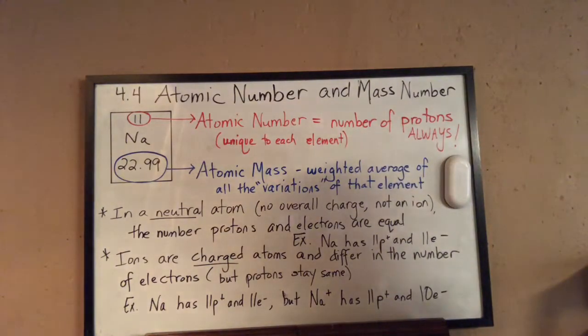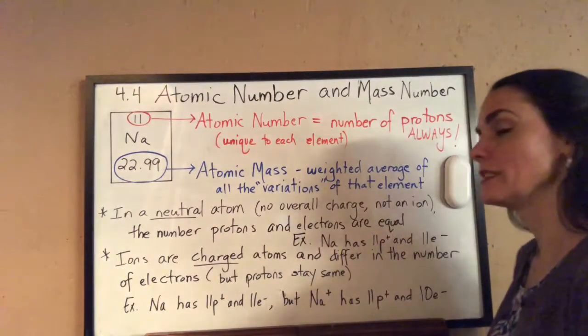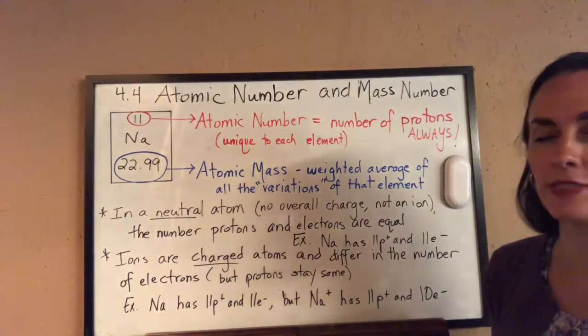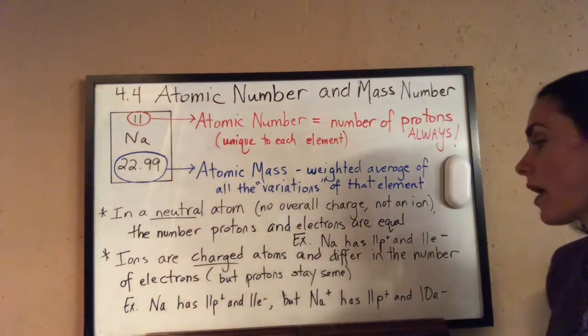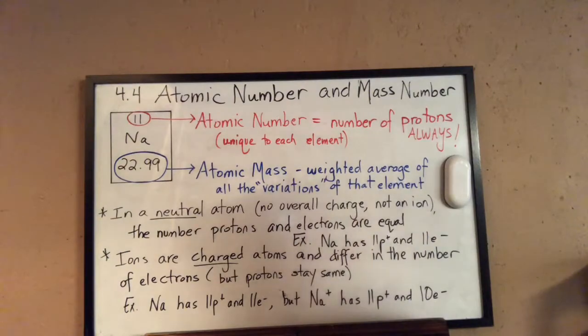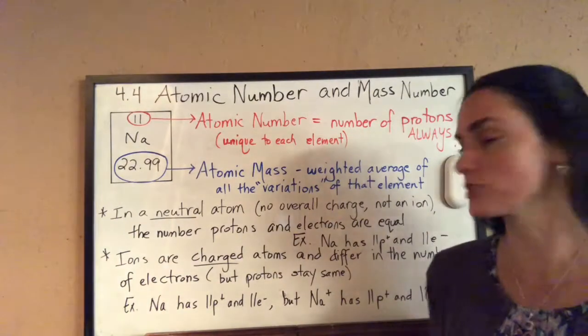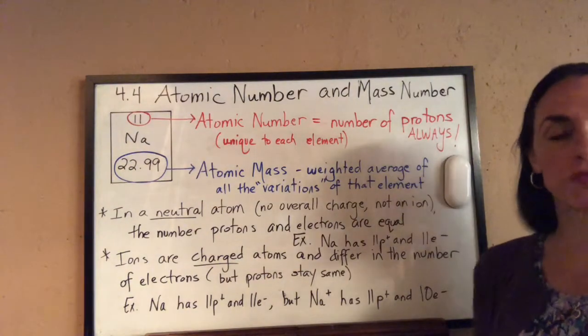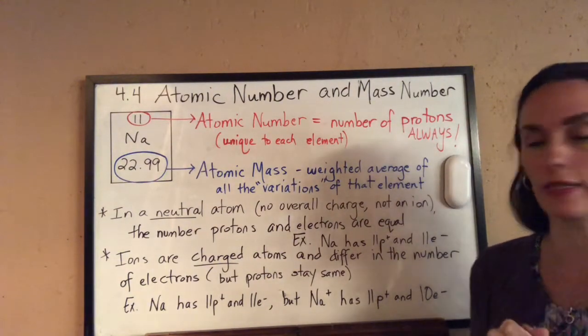Now, an ion is a charged atom. It can either be positively charged or negatively charged, and we will be talking about ions in this class in more detail. Ions differ in the number of electrons because they either lose or gain electrons to get that overall charge. The number of protons stays the same regardless.